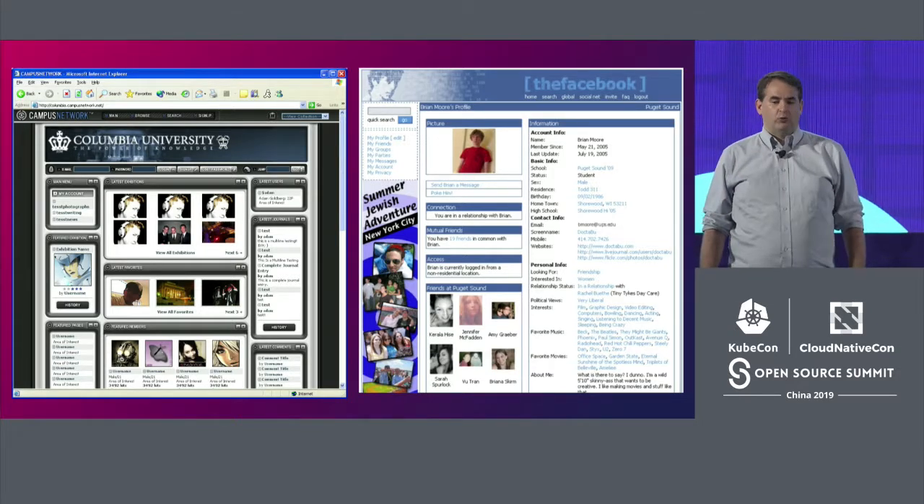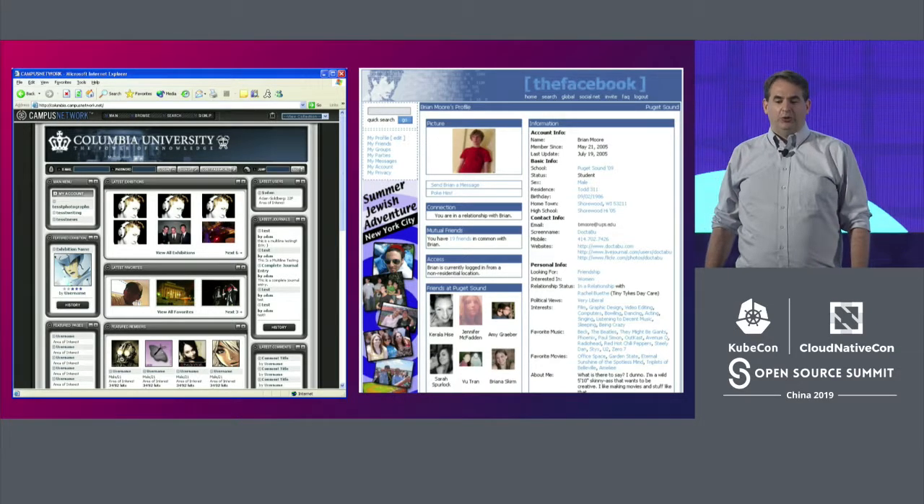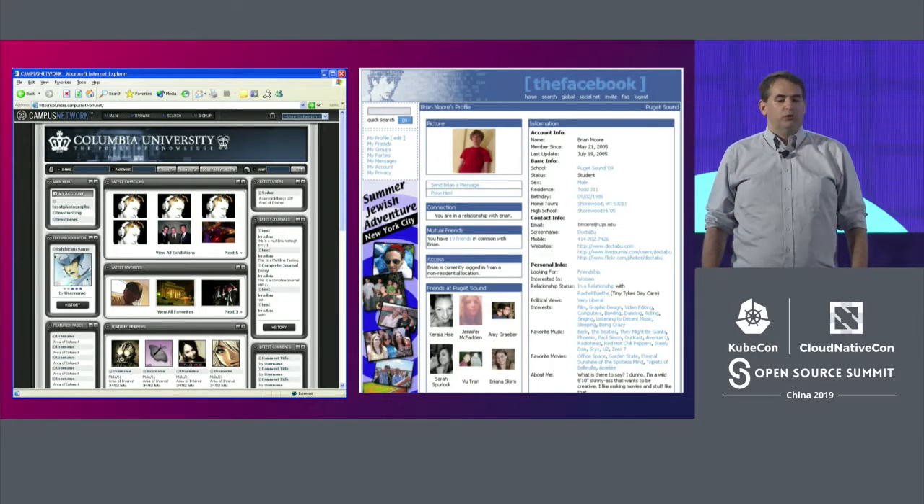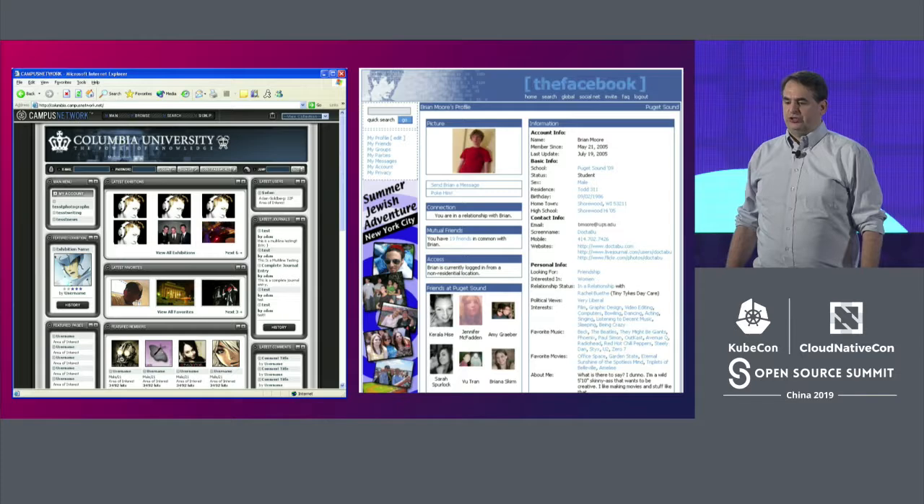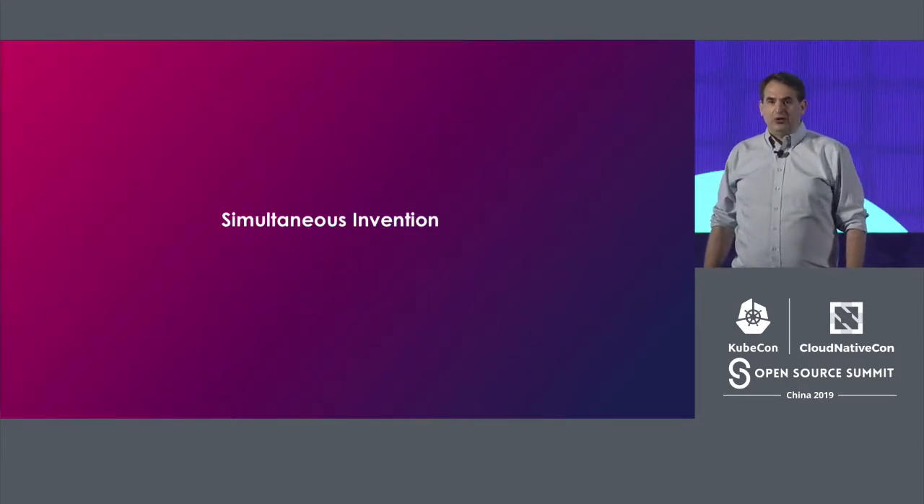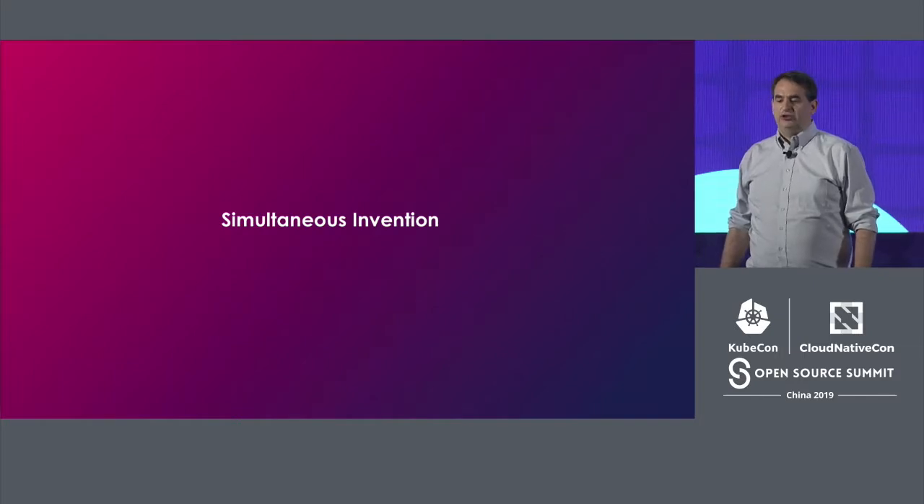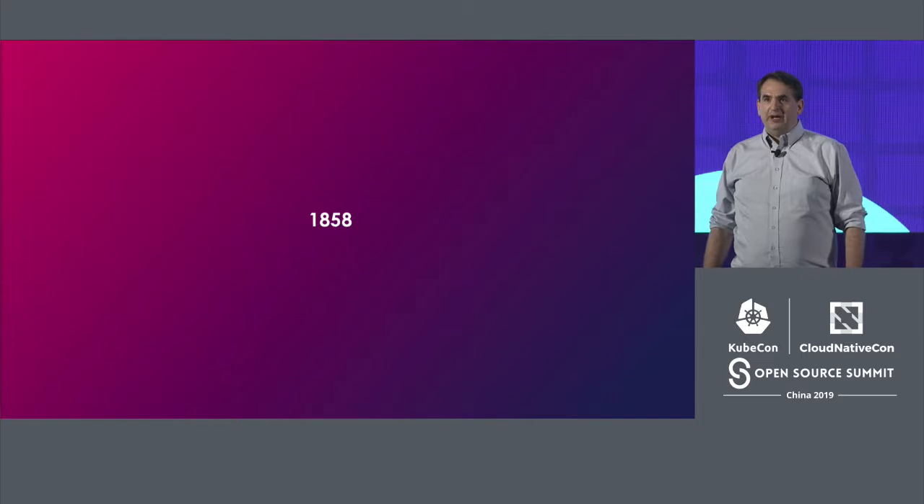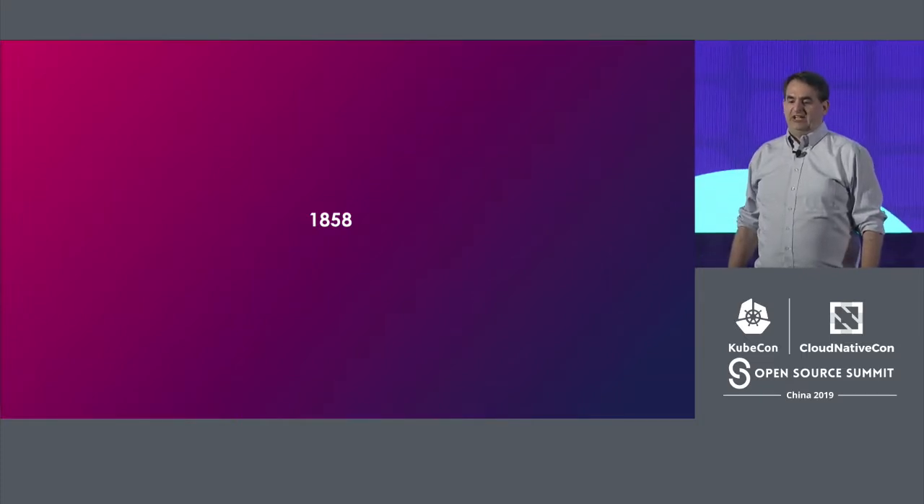Both Campus Network and the Facebook depended on personal computers and the internet being available in dorm rooms, as well as a whole set of other technologies, such as algorithms for efficient graph traversal. And this process of simultaneous invention is something that we see throughout history. Let's go back further in time to 1858.